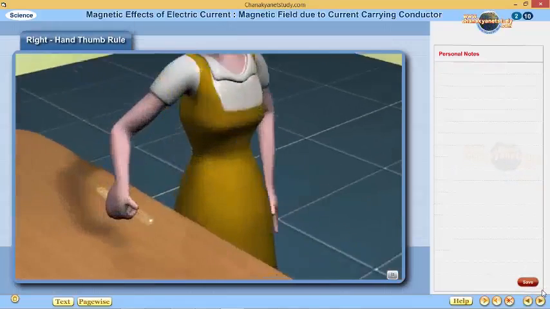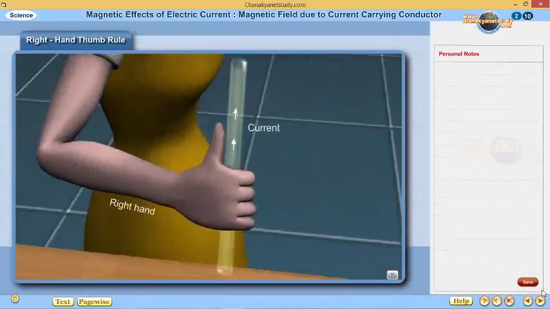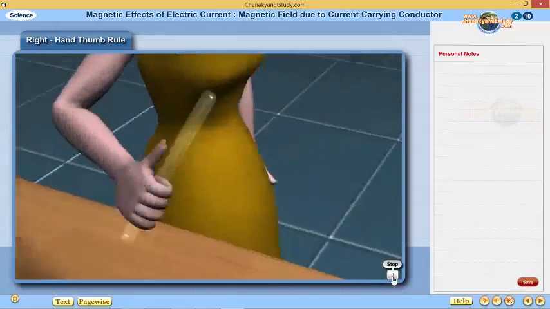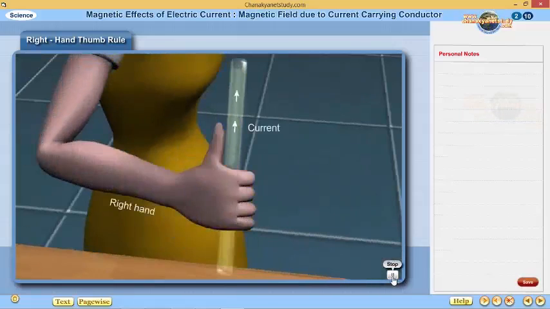Right-hand thumb rule. Imagine that you are holding a current carrying straight conductor in your right hand such that the thumb points towards the direction of current. Then the curled fingers around the conductor will give the direction of the magnetic field. This is known as the right-hand thumb rule.